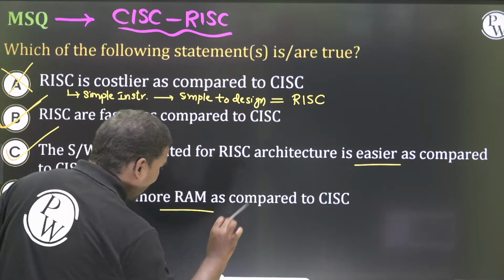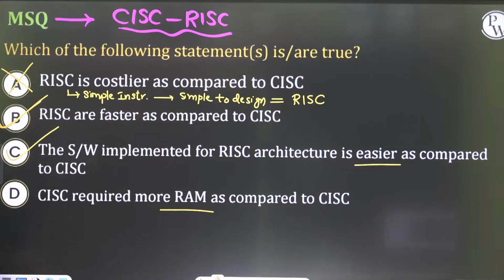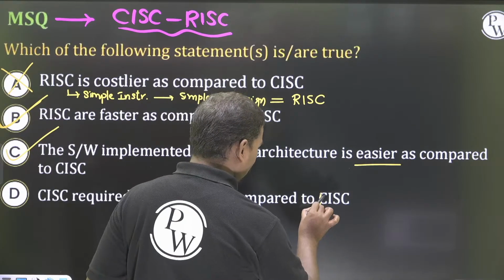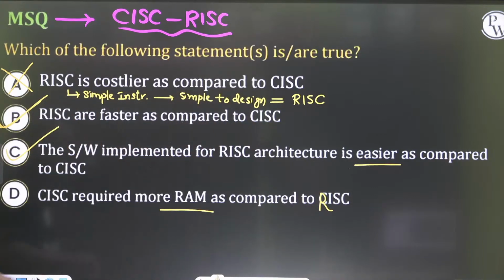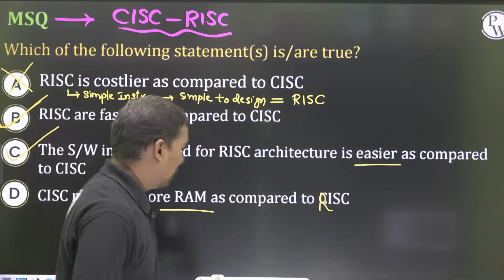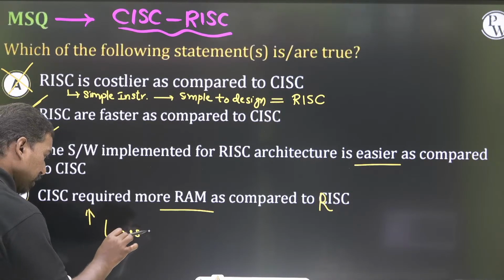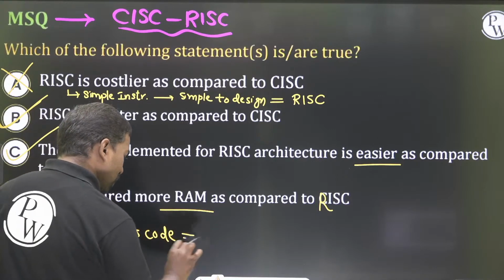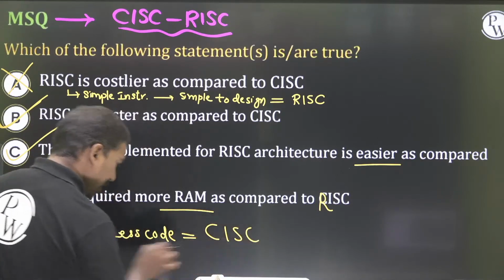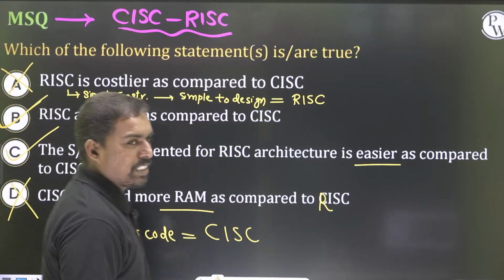CISC requires more RAM compared to RISC? No. Because CISC requires less code. Remember this point: CISC means less code, but complexity is there. Less code. So CISC requires more RAM? No, this is wrong. You understand?